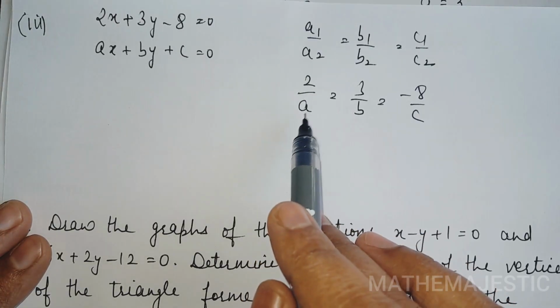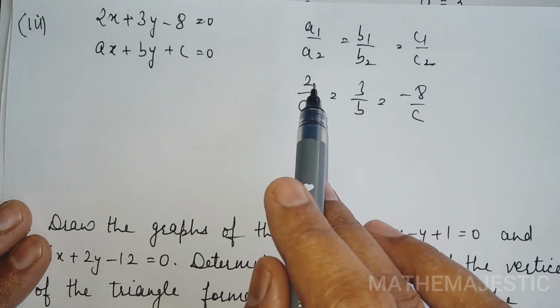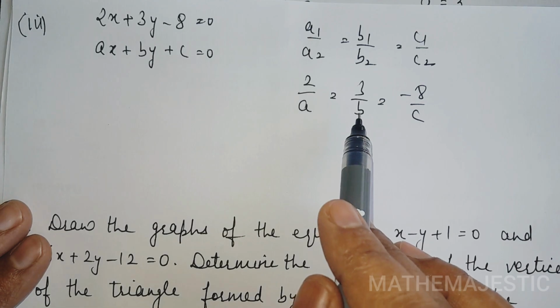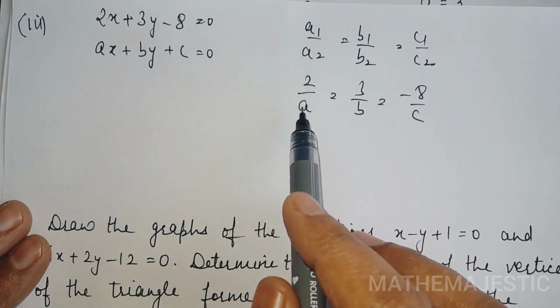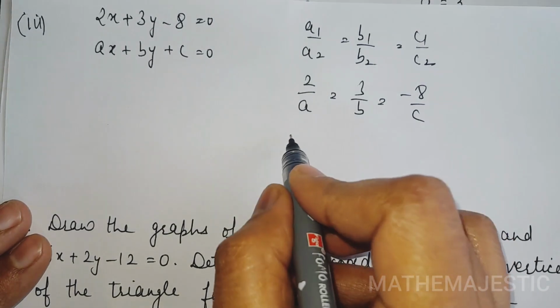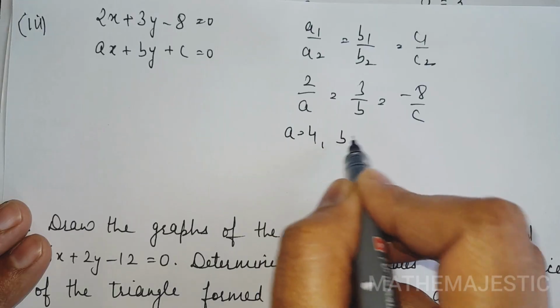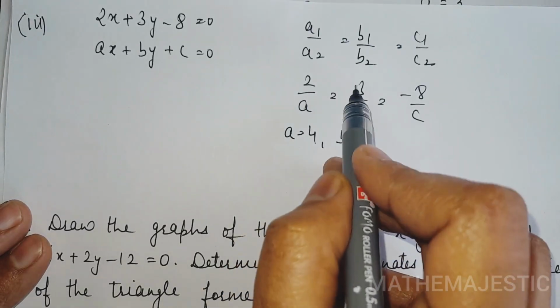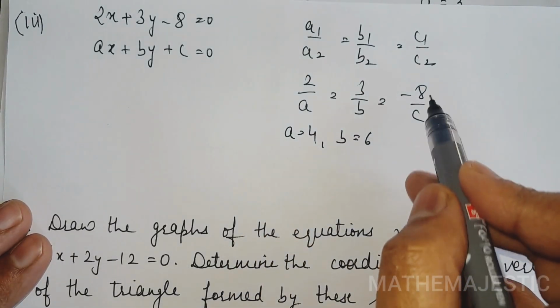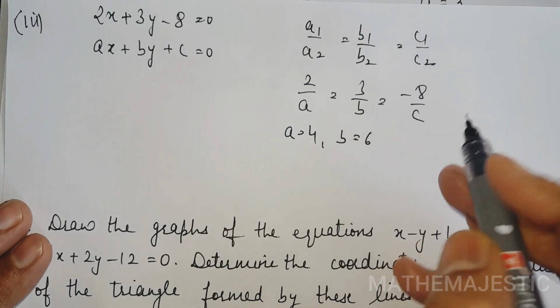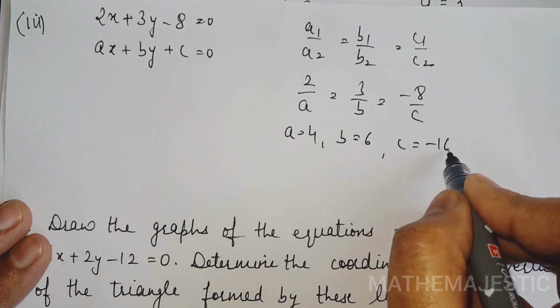If we are taking thrice here, the denominator is thrice the numerator, then also it is fine. Twice, then it is fine. You can take 4 also. So let's take A as 4, B as 6. 2 2s are 4, 3 2s are 6. Similarly here also we will take 2s, minus 8 2s will be minus 16, not 16.